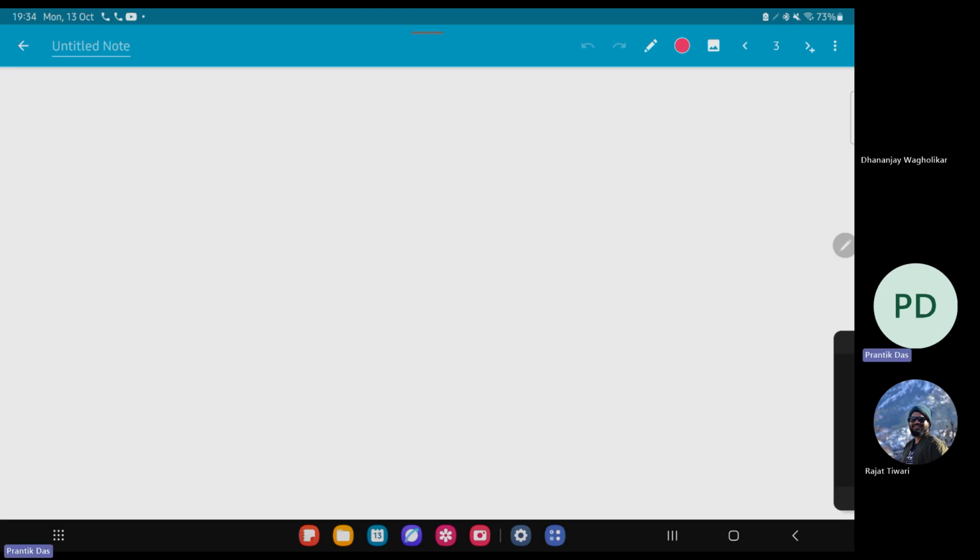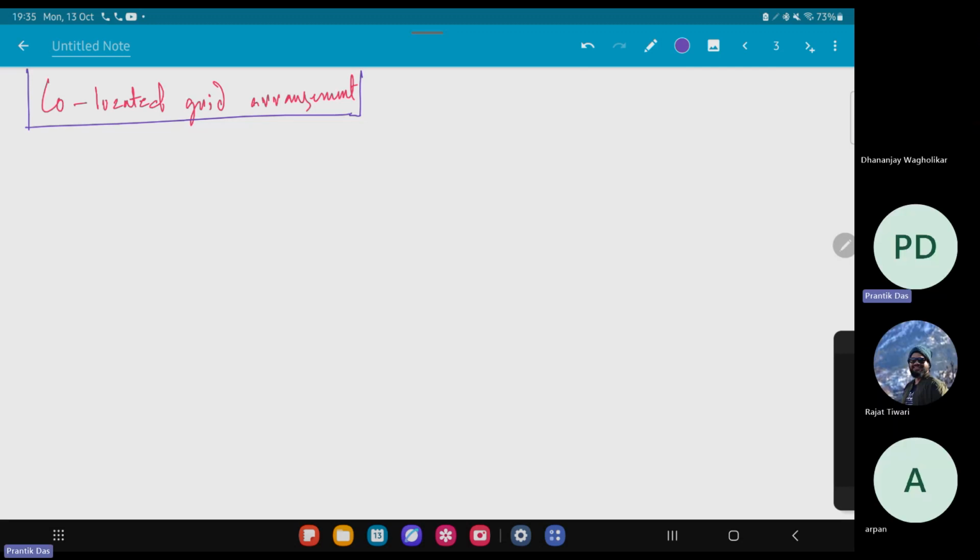So today I'm going to discuss the collocated grid arrangement, and after that I'm going for the assignment that I gave yesterday. That one I will show you how to do. And at last, I'm planning to go for some pipe flow simulation in ANSYS Fluent, to give you a brief exposure of how the commercial solver works. So, going to the collocated grid arrangement.